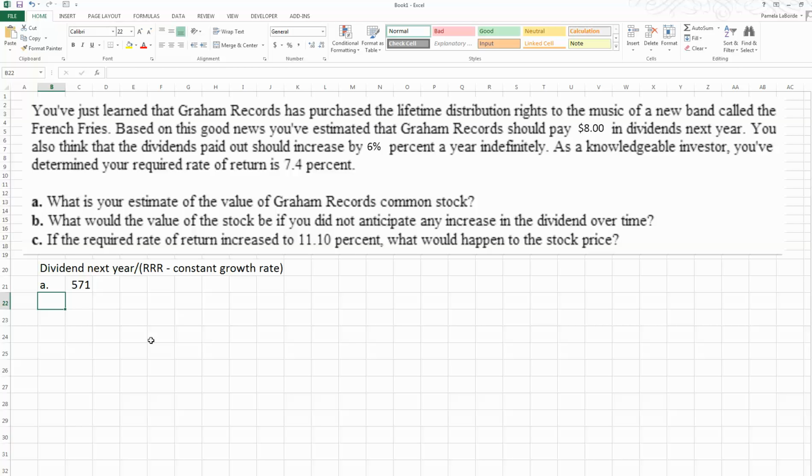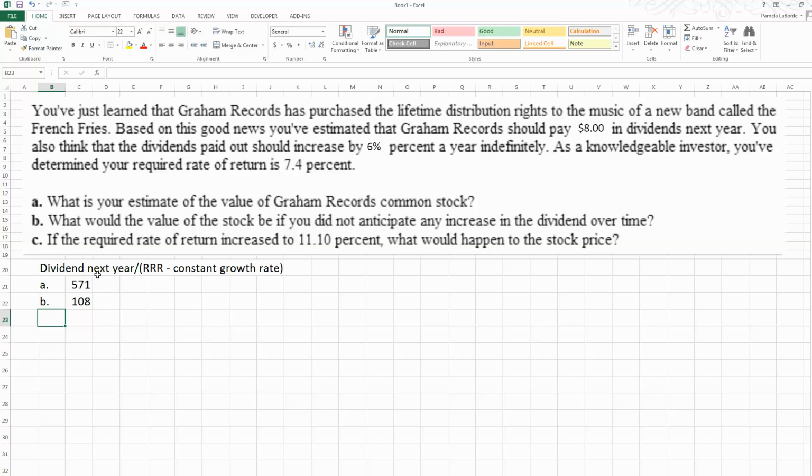B asks, what would the value of the stock be if I didn't anticipate any increase in the dividend over time? So for B, I would use the same dividend of $8, divide by the required rate of return of 0.074, and this time I just expect a 0% growth rate. So I can subtract 0 or just leave that off. It doesn't matter, I'll get the same answer, whether I minus 0 or leave the 0 off. So I think it's only worth $108. So I think it's worth a lot less if they don't grow, which should hopefully make sense intuitively to you.